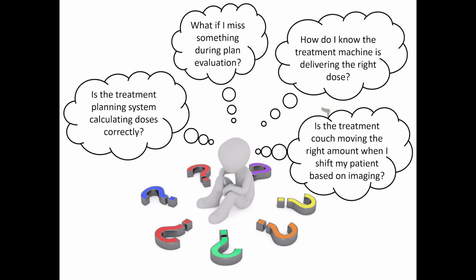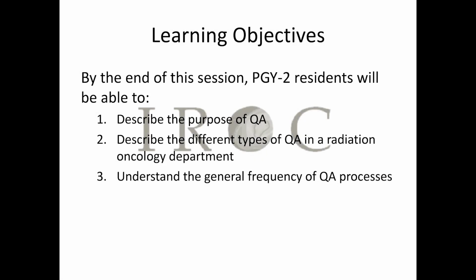So just to set the stage a little bit, as you go through your practice, both as a physicist and as a physician, you are probably going to end up wondering how you know that the treatment planning system is calculating the dose properly. How do you know that the couch is moving to the position that it needs to move after you do imaging? How do you know that the machine is delivering the dose that you think it's delivering? All of these questions at one point or another will likely pop into your head. And this is what this lecture is meant to make you feel better about.